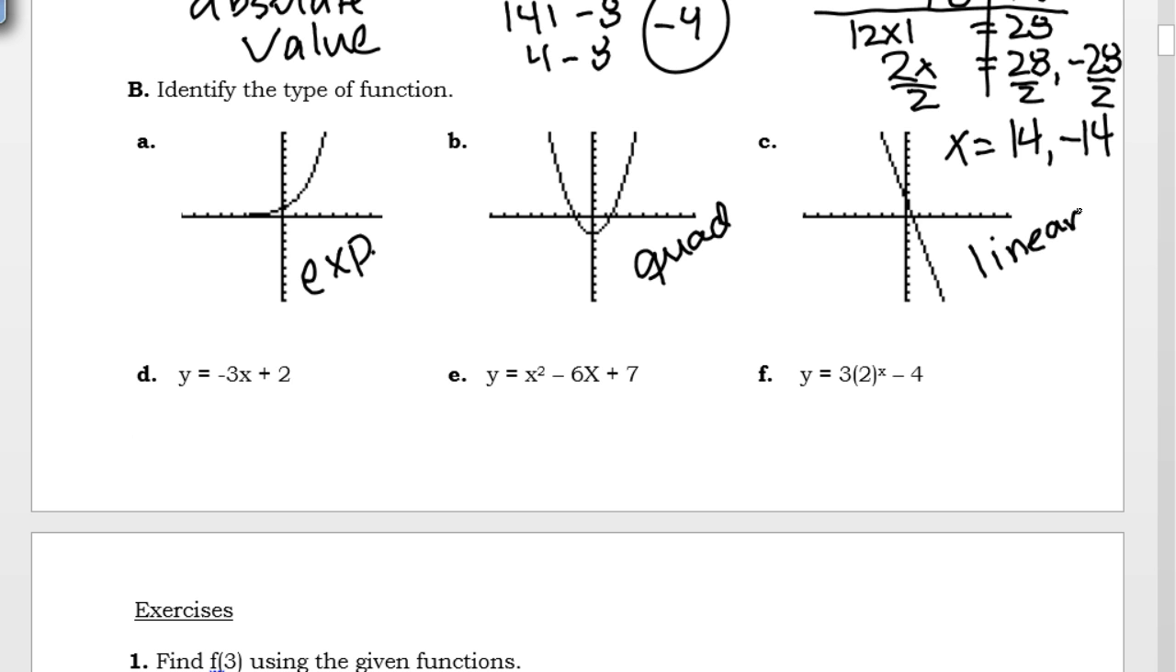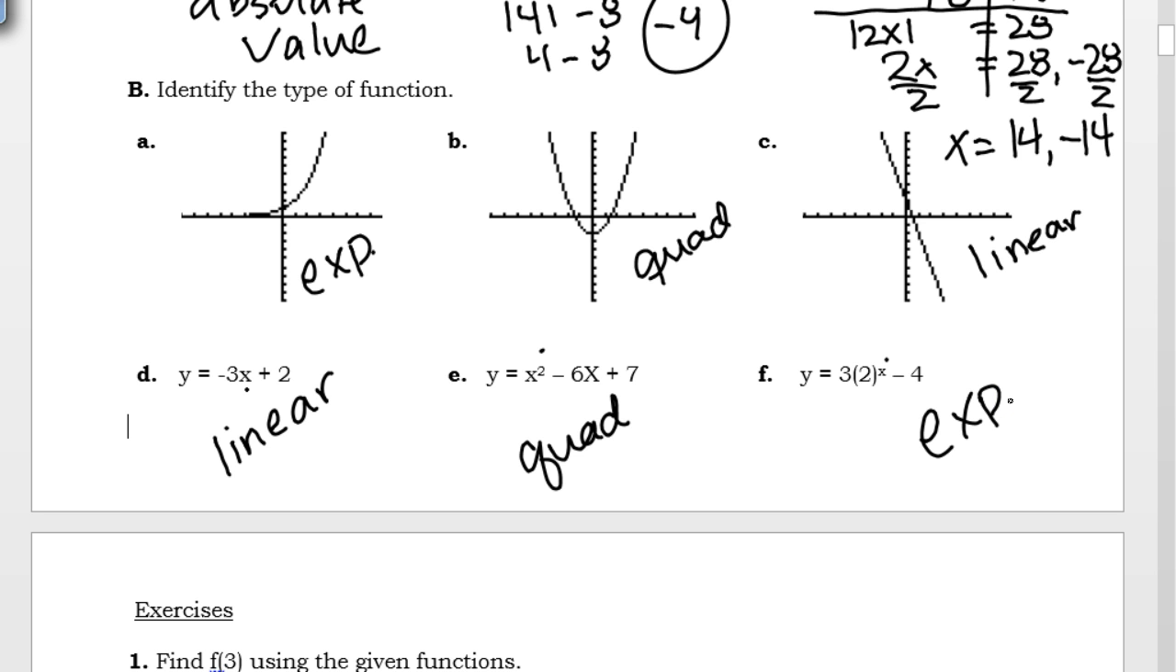Looking at the equations, I see an x with no special symbols, so that's a linear function. I see a power of 2. Anywhere I see a power 2, that's a quadratic function. And I see a power x. Anywhere I see a power x, that's an exponential function.